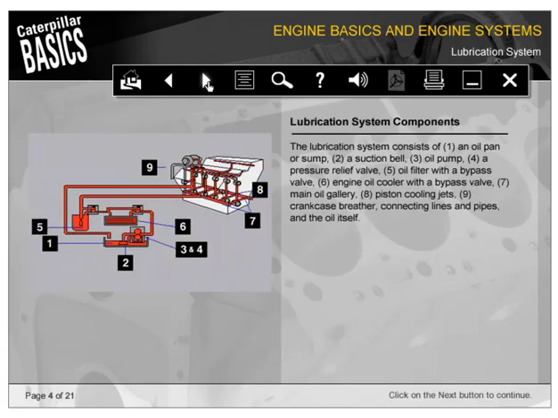The lubrication system consists of: 1. An oil pan or sump, 2. A suction bell, 3. An oil pump, 4. A pressure relief valve, 5. An oil filter with a bypass valve, 6. An engine oil cooler with a bypass valve, 7. The main oil gallery, 8. Piston cooling jets, 9. A crankcase breather, connecting lines and pipes, and the oil itself.